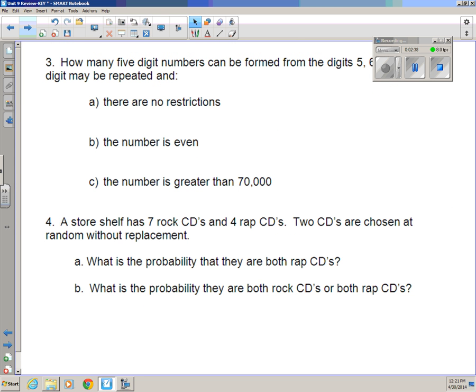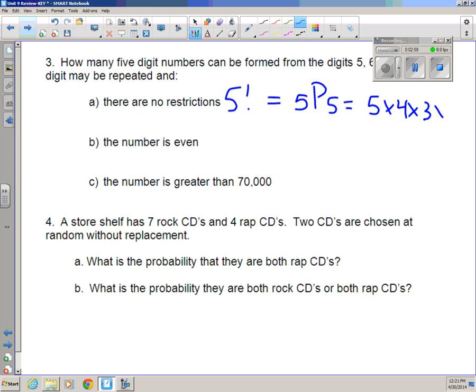How many 5-digit numbers can be formed from the digits 5, 6, 7, 8, and 9 if no digit may be repeated and there are no restrictions? Well, if there are no restrictions, that's a straight 5 factorial, which is the same thing as 5P5, which is the same thing as the box method: 5 times 4 times 3 times 2 times 1. This comes out to a total of 120.